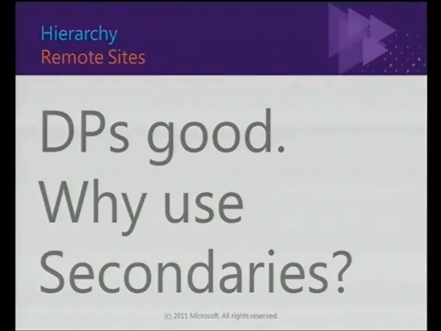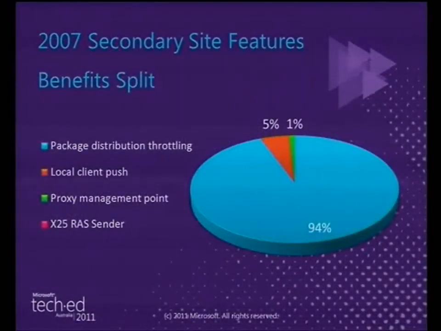Okay, so DPs, they're kind of good, right? You get some throttling. If it's running a server OS, you just tick a box and you've got the PXE service point. So do we even really need secondary servers, secondary sites anymore at all? Really? Well, let's look at why we use them. In 2007, these are the benefits we got from a secondary site. Mostly we did it for package distribution throttling, but we did get a couple of other things, like local client push, and we could install a proxy management point if we wanted to. A few benefits there.